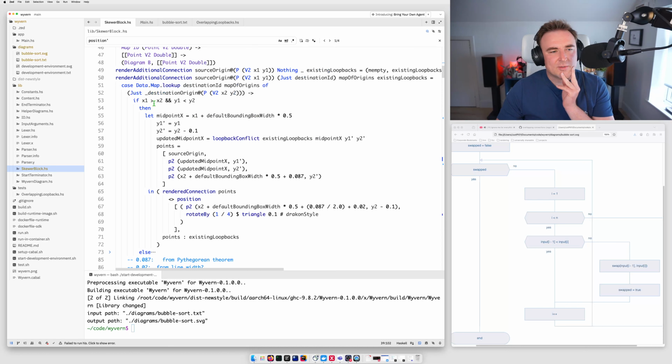If x1 is greater than x2, x1 is here, and it is greater than x2, and y1 is lower than y2. Yeah, so this is this code. So technically we shouldn't be updating x, we should be updating y. Let's go minus 0, 1. That will push it a little bit down.